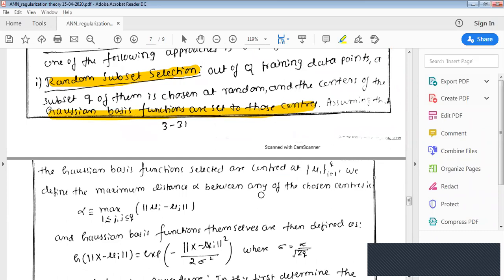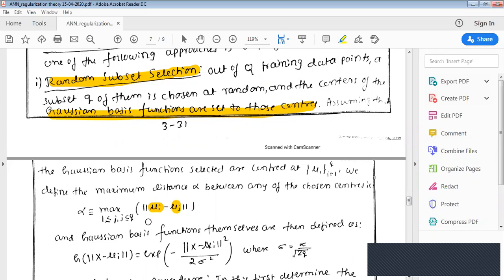Now, what a Gaussian basis function will do is, let us consider mu1. Mu1 is the center of one cluster. It will measure the distance between the center of one cluster and the center of another cluster. Let us say a total of 100 data points, out of which you have taken 20 random samples. These 20 random samples act as the centers, that is, mu1, mu2, up to mu20. This mu1 belongs to one cluster, mu2 belongs to another cluster. Like this, you have 20 clusters, and each one of them has a center.